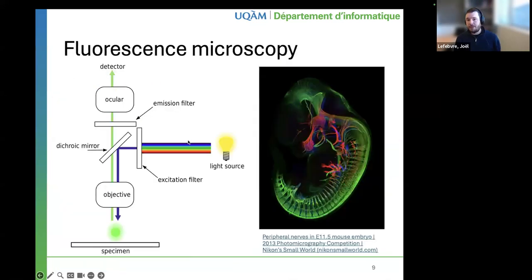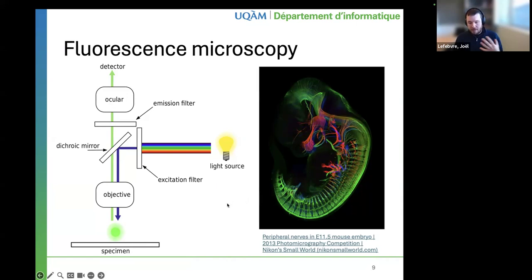One of those techniques is fluorescence microscopy, where we will use a dye that will link to different parts of the sample, and then we will illuminate the specimen with an excitation wavelength. For example, we can excite it with a blue wavelength, and then the dye will interact with it and re-emit a different color. In the example here, the color is green. Then we use a filter to remove the excitation wavelength, and we measure the remaining light, the fluorescence light.